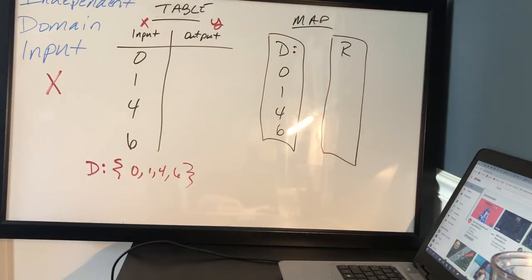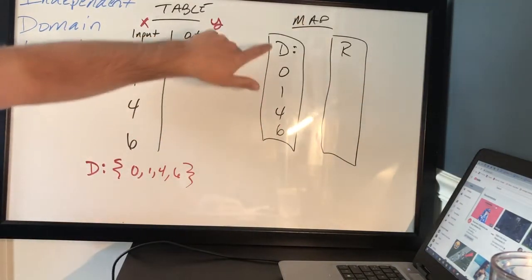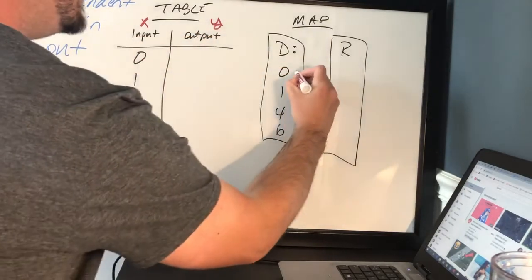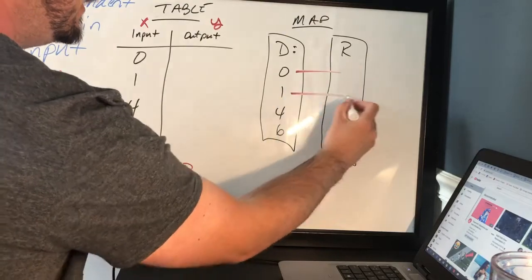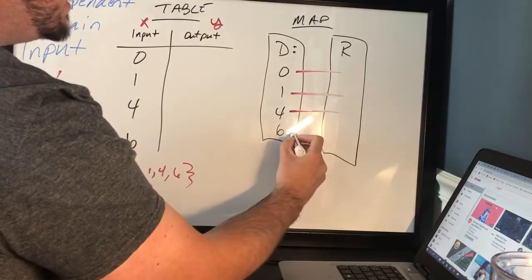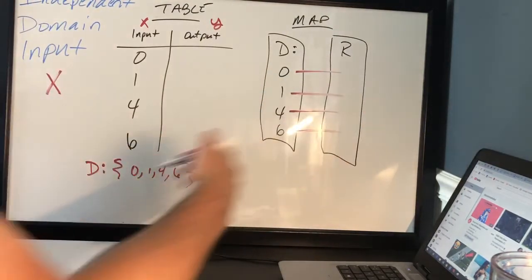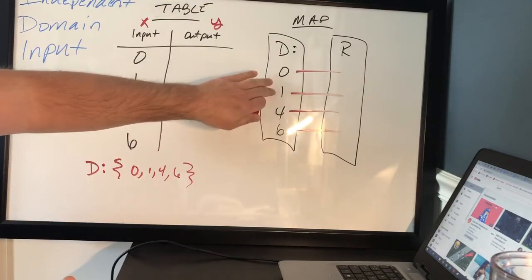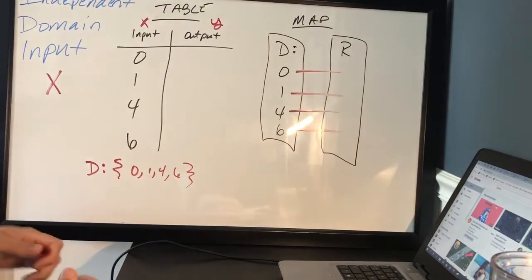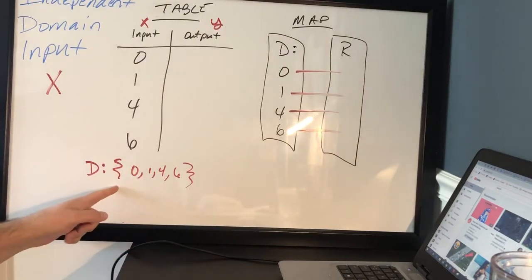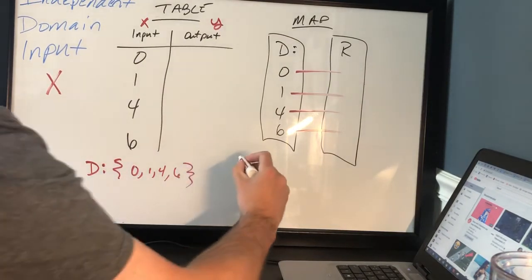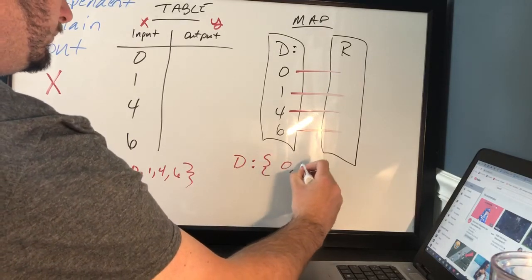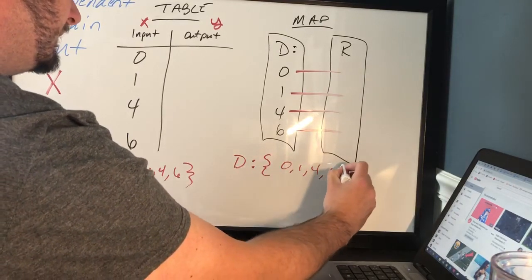All right, another way to do it is a map. You can have the domain on the left side, remember, and then it had the arrows going to the values where you identified, was it a function or wasn't it a function, and you'd have a list of range values over here. So again, here are our domain values, 0, 1, 4, and 6 in a map. And if you were asked to list them, you would list them the exact same way. You would say the domain was 0, 1, 4, and 6.